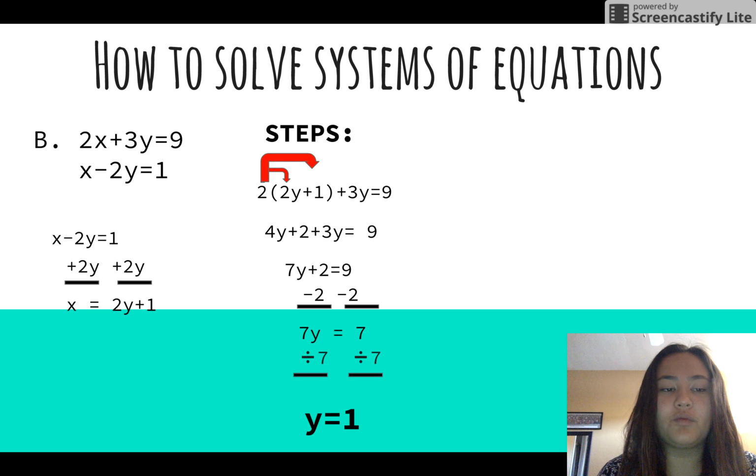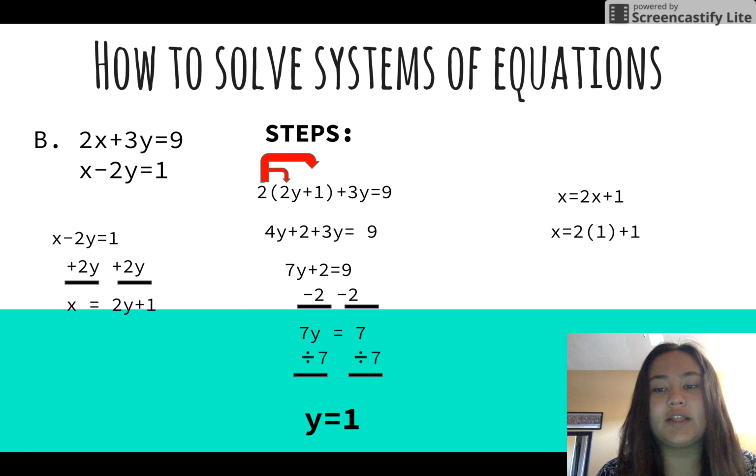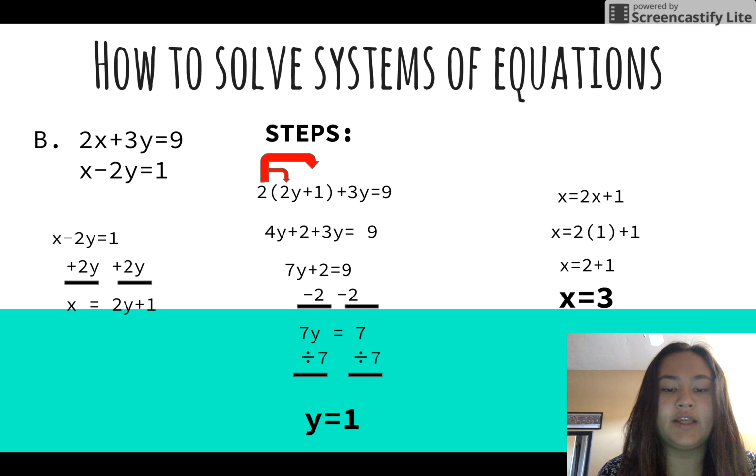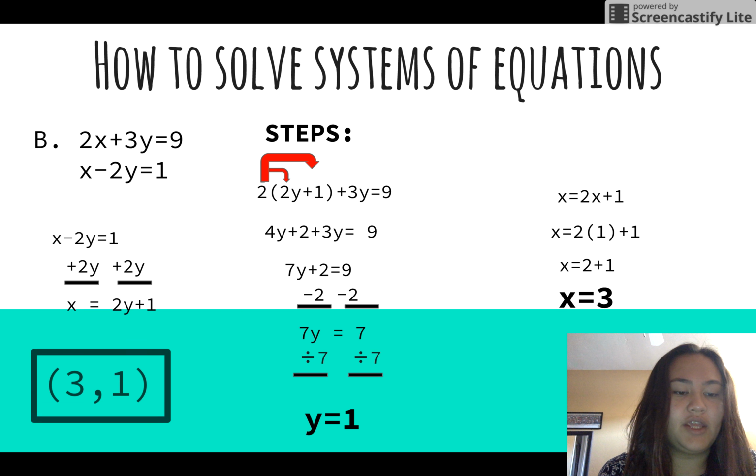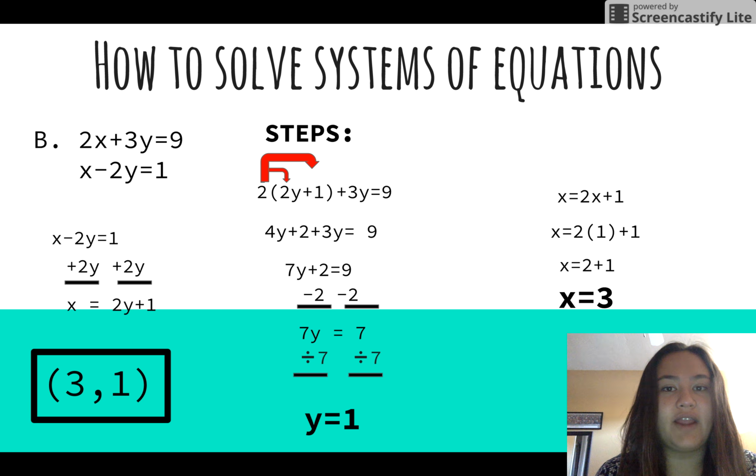Now that we found y, we can plug it into the equation, which is going to be x equals 2y plus 1. And then once we plug it in, it will be x equals 2 times 1 plus 1. Then you multiply the 2 and the 1 to get 2, and bring down the 1. So 2 plus 1 is equal to 3. And now that we have our two values, we have to put them in an ordered pair again. And that is going to be 3, 1. And this is your final answer.